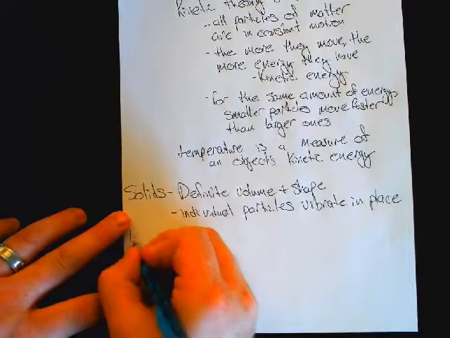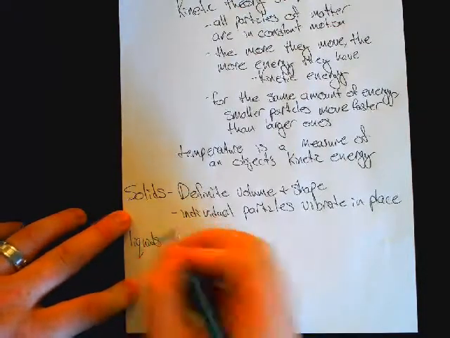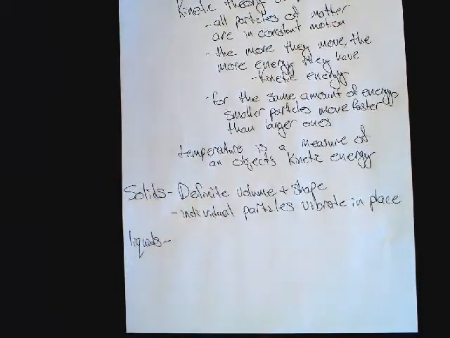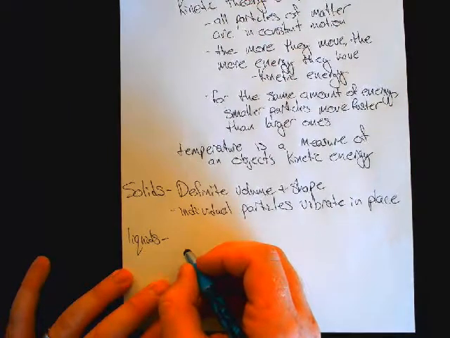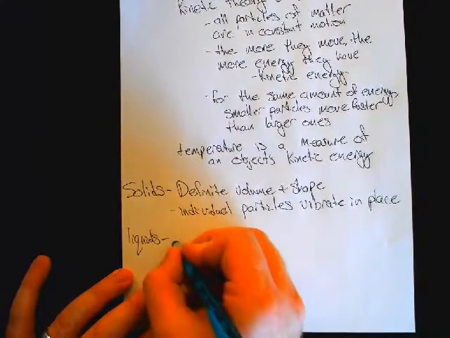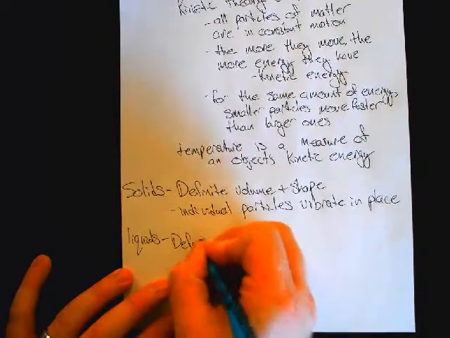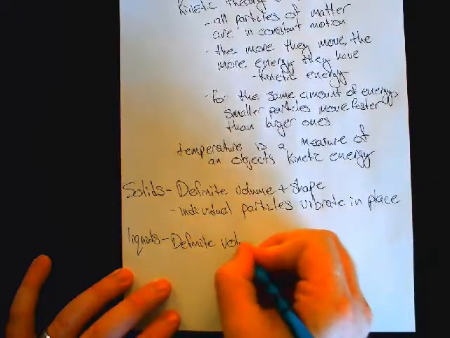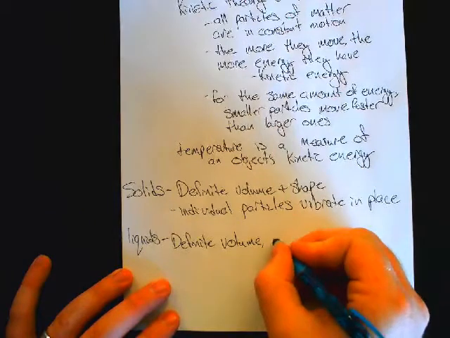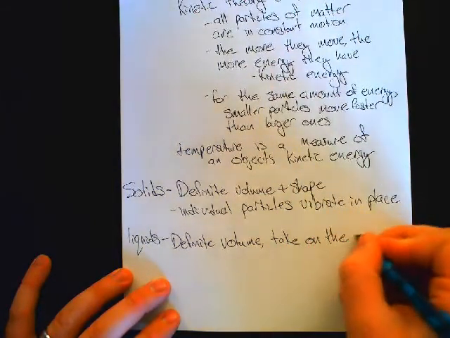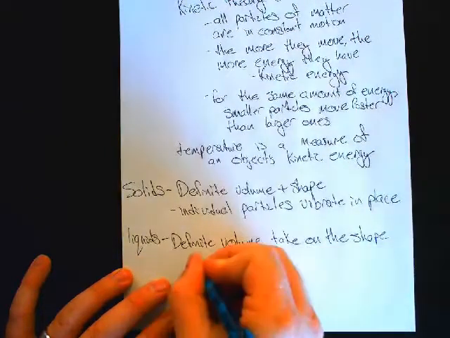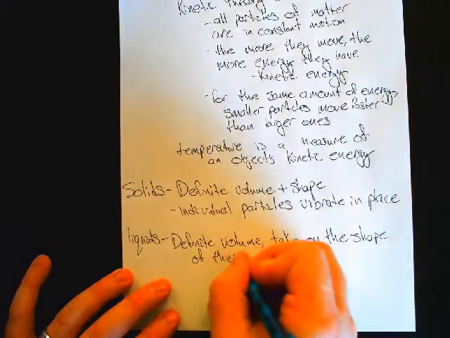Liquids. What properties make something a liquid? Definite volume, and anything else? Good. So definite volume, but they take on the shape of their container.